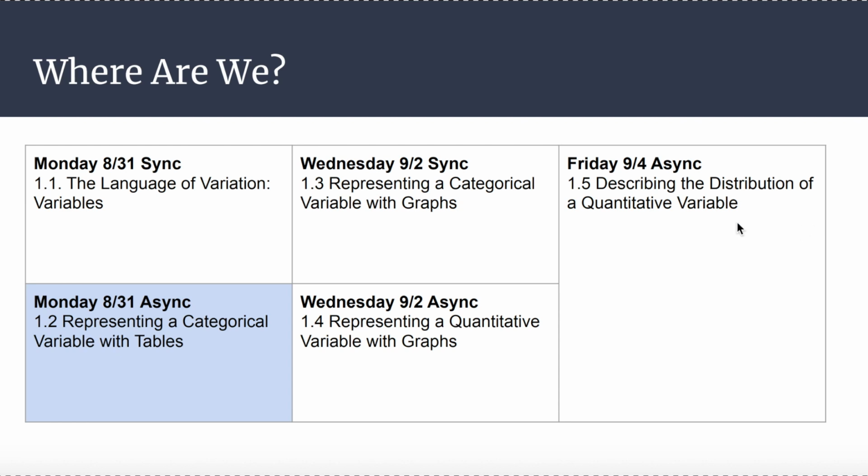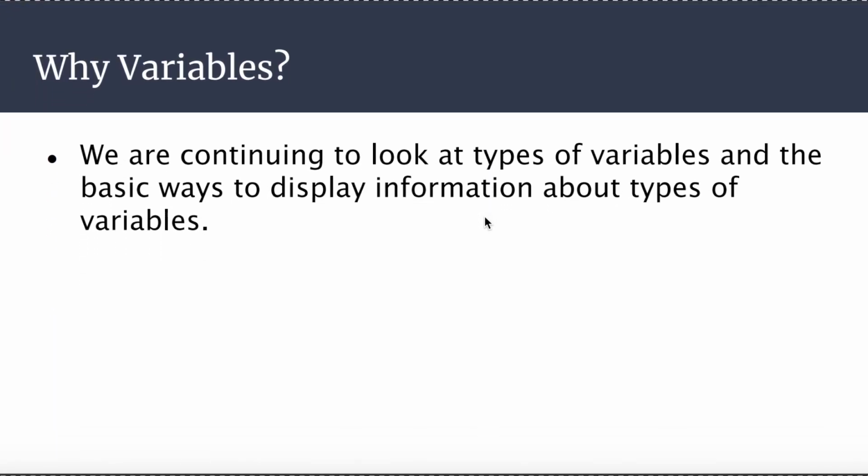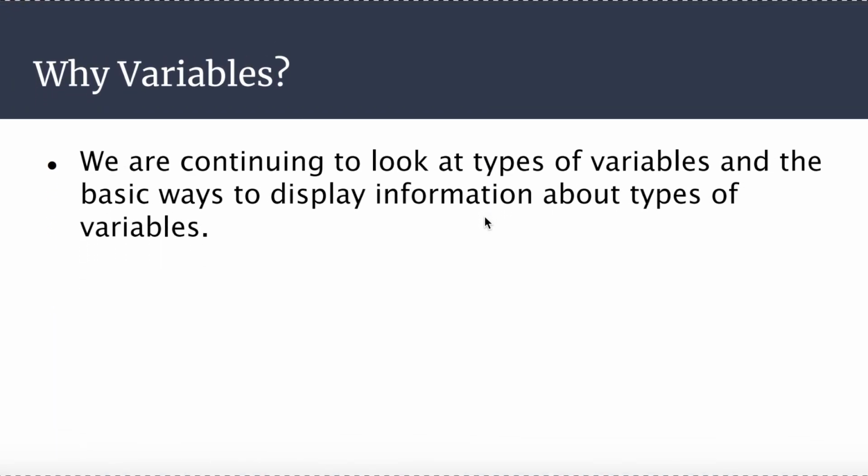Just as a reminder, we are here Monday in our asynchronous lesson for lesson 1.2. That'll lead into representing categorical variables with graphs on Wednesday. So this whole unit really is talking about variables, how we represent them, why we care about them, and some of the basic ways to describe the data collected on specific variables. We're continuing to look at these types of variables over the next week and a half or so.